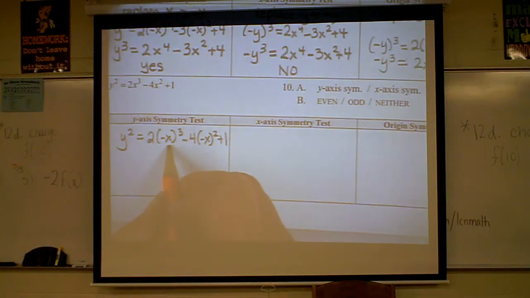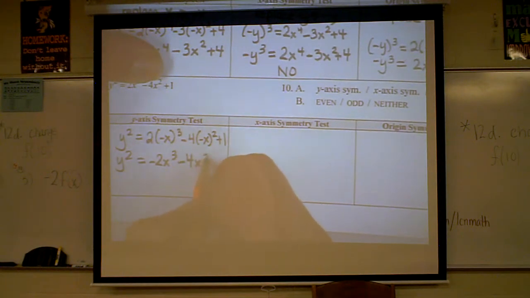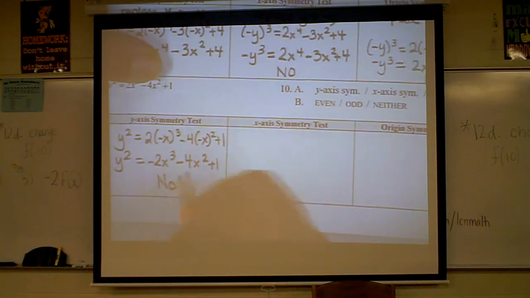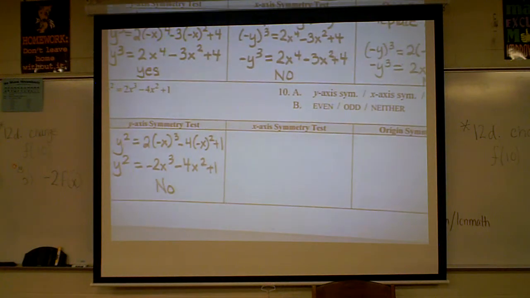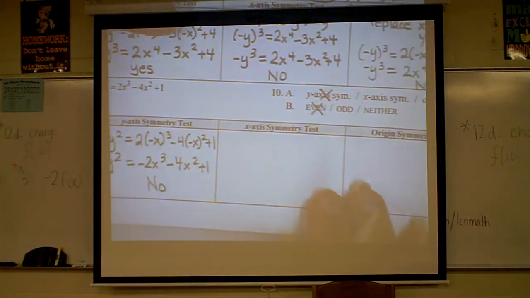This one will not work because this is going to be a negative right here. So you have... we'll say no, you cannot get that back to its original. So this does not have y-axis symmetry, so it is not even.